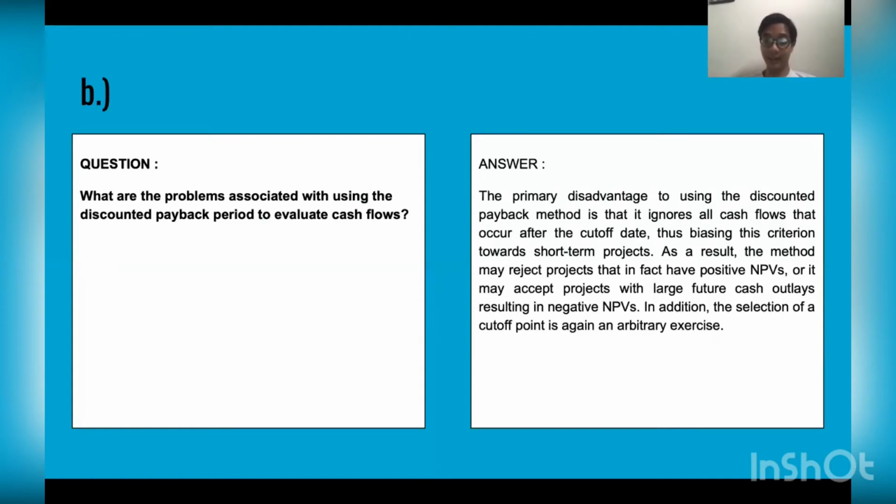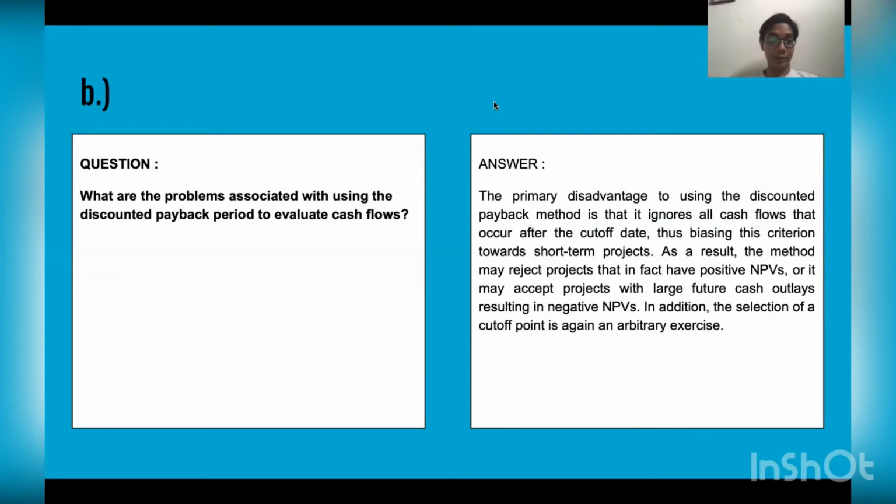Thus, biasing this criterion towards short-term projects. As a result, the method may reject projects that in fact have positive NPVs, or it may accept projects with large future cash outlays resulting in negative NPVs. In addition, the selection of a cutoff point is again an arbitrary exercise.